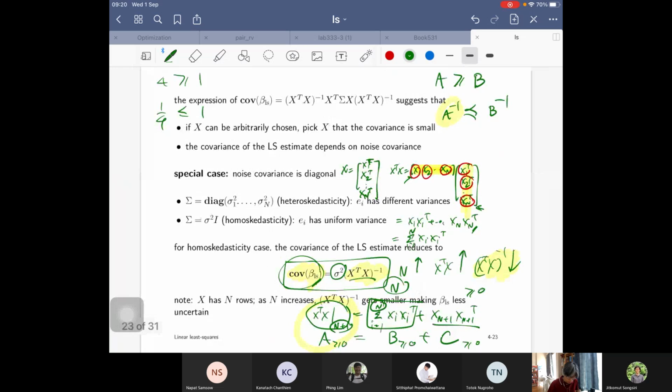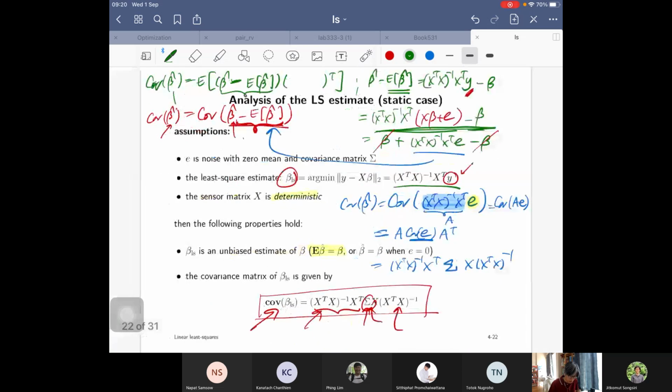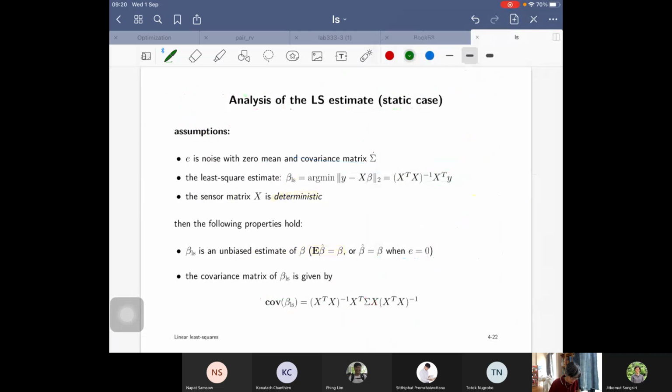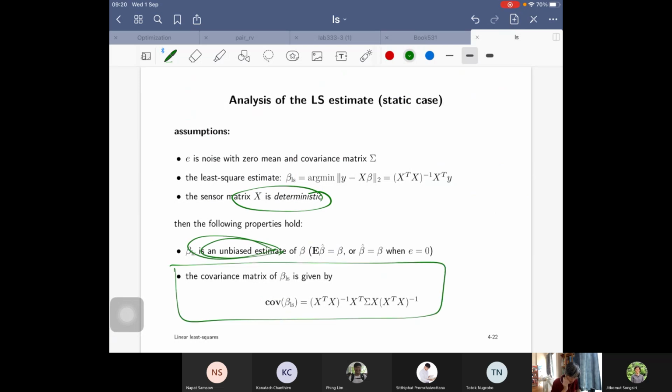Okay, I would like to end the video here. This is the analysis of the least squares estimate in the deterministic case. We have derived the covariance. At the end, the only message you should take is that it is unbiased, and the covariance is given by this.